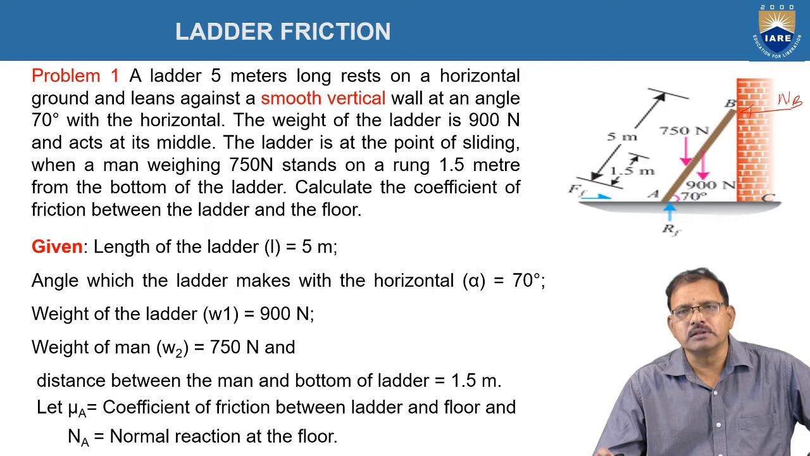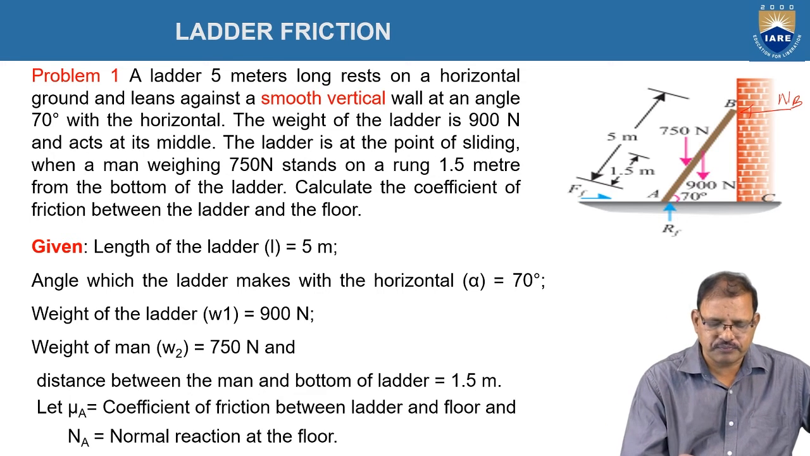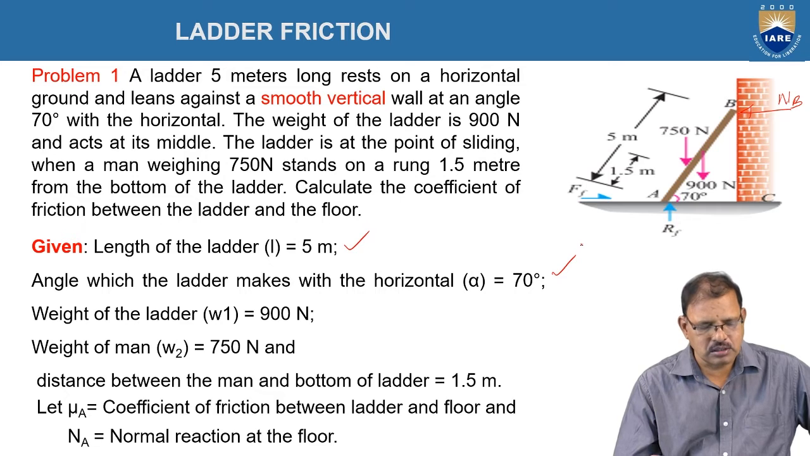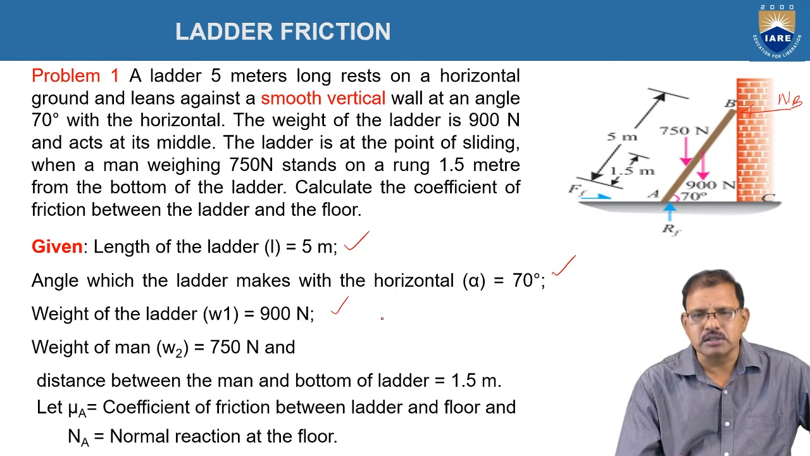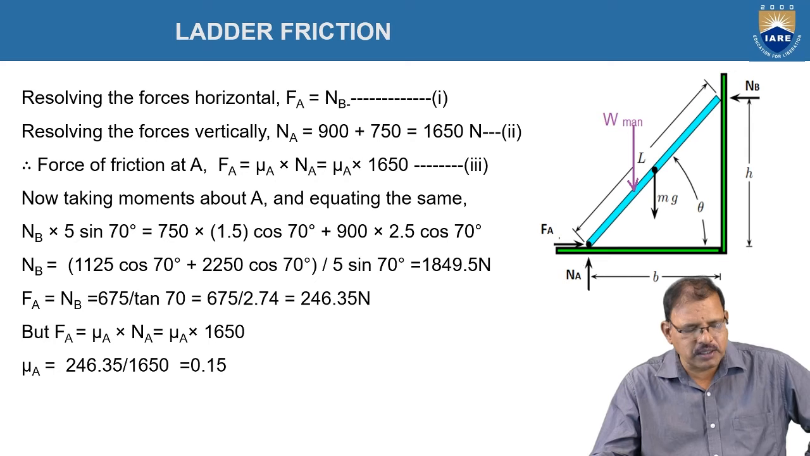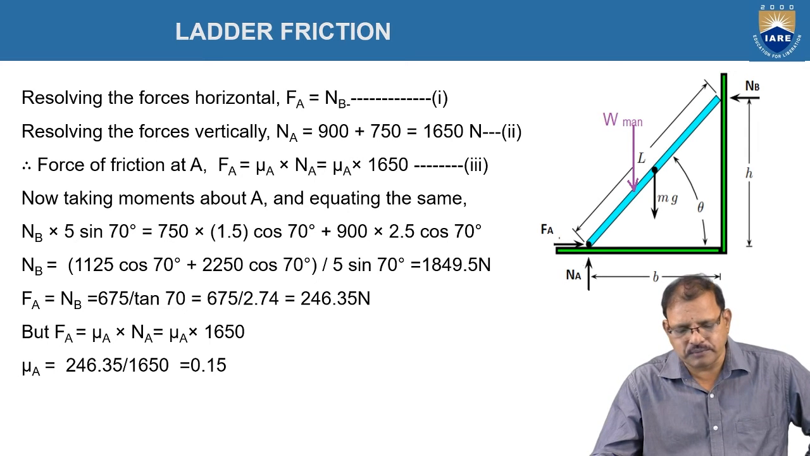The given data in the problem is: length of the ladder is 5 meters. The angle which the ladder makes with the horizontal is 70 degrees. The weight of the ladder is 900 newtons. Weight of the man is 750 newtons. The distance between the man and the bottom of the ladder is 1.5 meters. Na is representing the normal reaction at the floor, that is the point A. Now, Fa is representing the frictional force at point A.